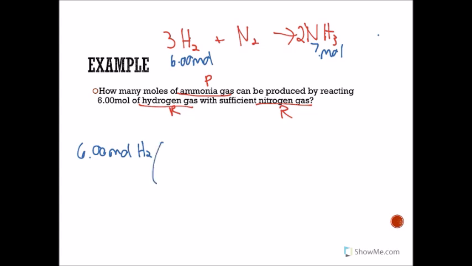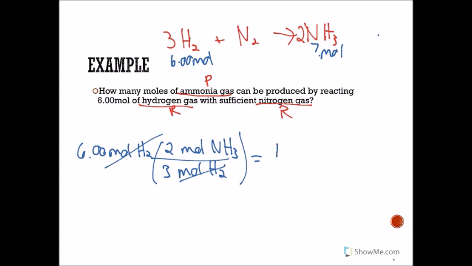So we use our molar ratio, which are coefficients from the question. We have 3 moles of hydrogen on the bottom, so it cancels off, and 2 moles of ammonia on the top. So we're left with moles of ammonia, and then we plug that into our calculator. 6 times 2 divided by 3. We get 4. Looks like 3 significant figures, 4.00 moles of ammonia.